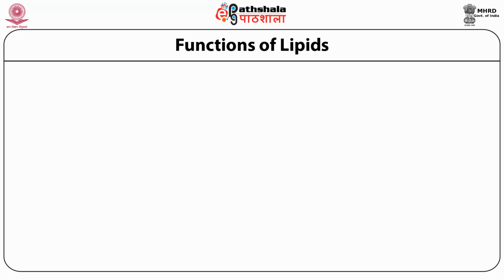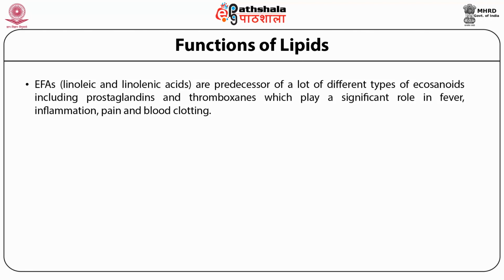So lipids have different types of functions in various conditions, as well as in the functions of diseases and disorders. The essential fatty acids, for example, linoleic acid and linolenic acids, are the precursors of a lot of different types of eicosanoids, including prostaglandins and thromboxanes, that play a significant role in fever, in pain, in inflammation, and in the blood clotting process.